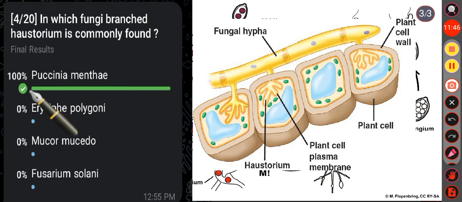Then see the other option, that is Erysiphe polygoni. It is a powdery mildew fungus, which constitutes a common group of obligate plant pathogens that causes powdery mildew in black gram and causes significant yield losses. Okay. Then in option C, that is Mucor mucedo. Mucor mucedo is a fungal plant pathogen commonly found in soil, dung, water, plants and moist foods. And remember, this species of Mucor is called common pin mold due to its pin-like sporangia. Then in option D, that is Fusarium solani, it is an important soil borne plant pathogen which can cause damage to many agricultural crops.